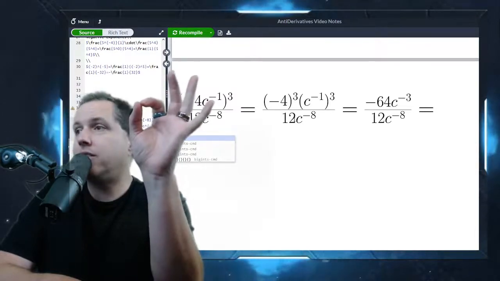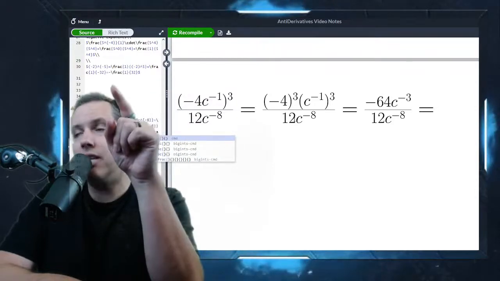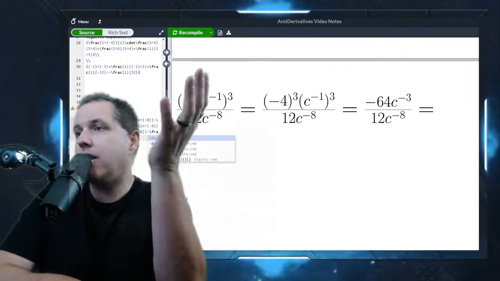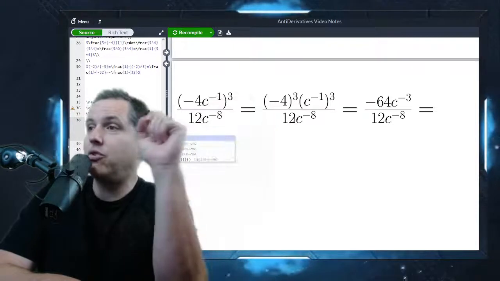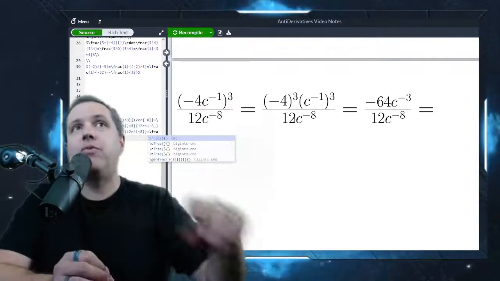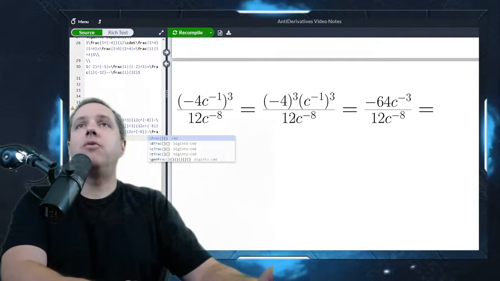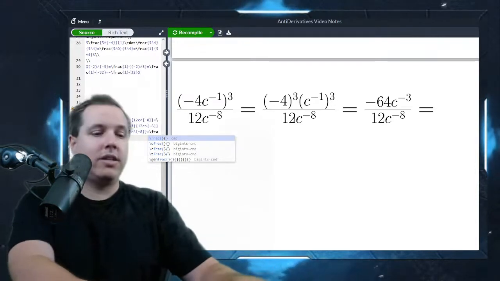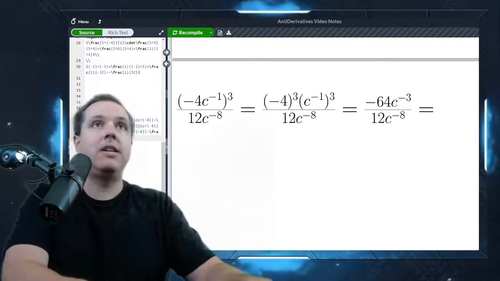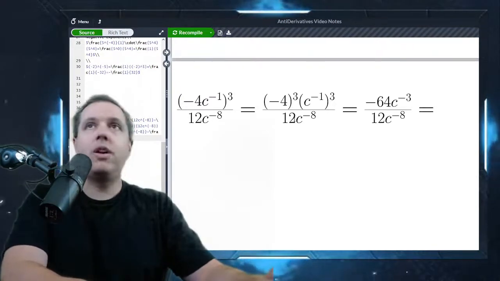So, don't stress if you're like, well, why didn't he cancel the C's right now? You can. If you want to cancel the C's first and then reduce the numbers, that works. They're both legitimate ways to do it. So let's see, negative 64 over 12. If I divide that by 4, that's going to give me negative 16 and a 3 on the bottom.